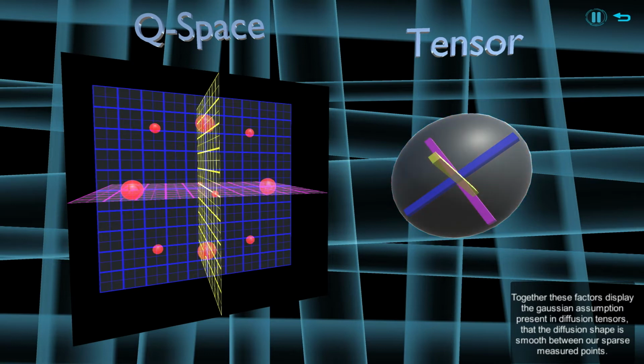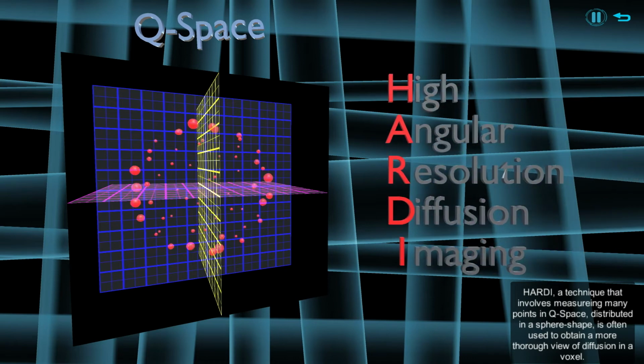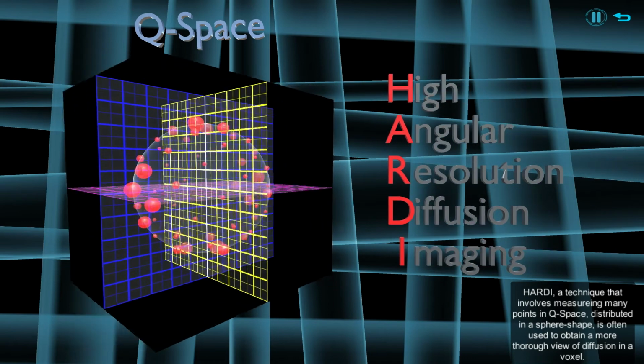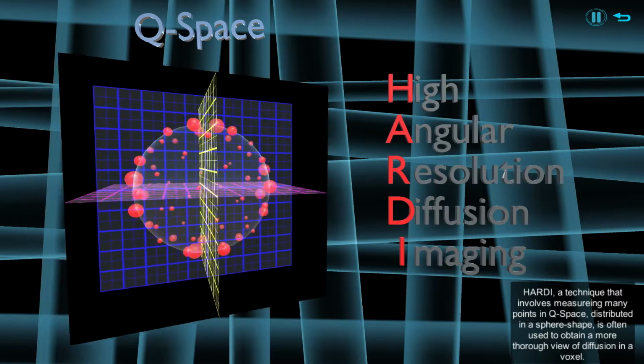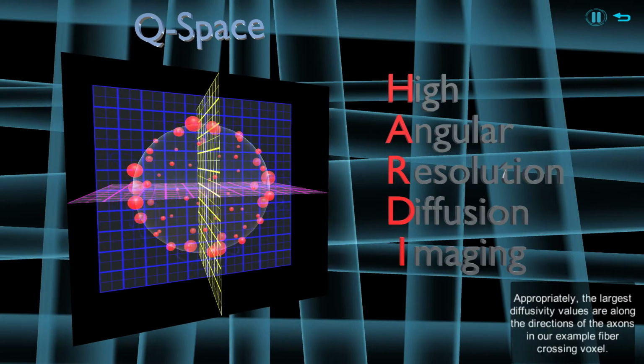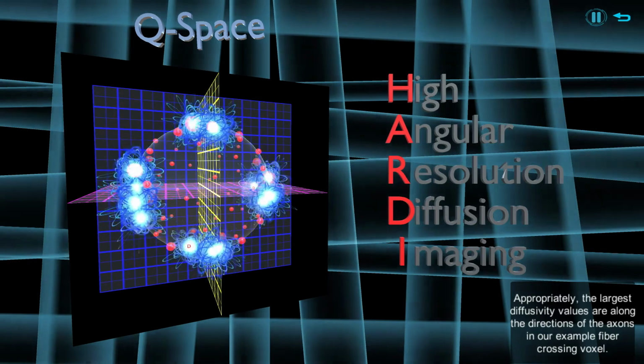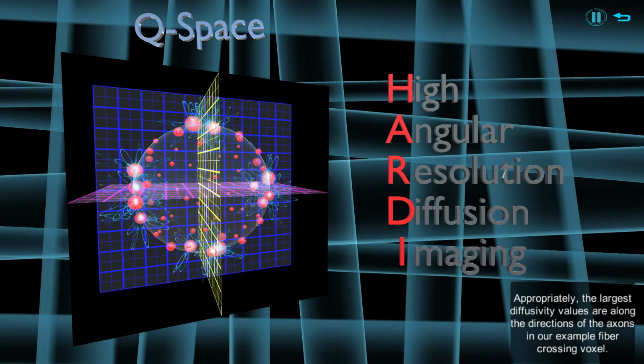HARDI, a technique that involves measuring many points in Q space, distributed in a sphere shape, is often used to obtain a more thorough view of diffusion in a voxel. Appropriately, the largest diffusivity values are along the directions of the axons in our example fiber crossing voxel.